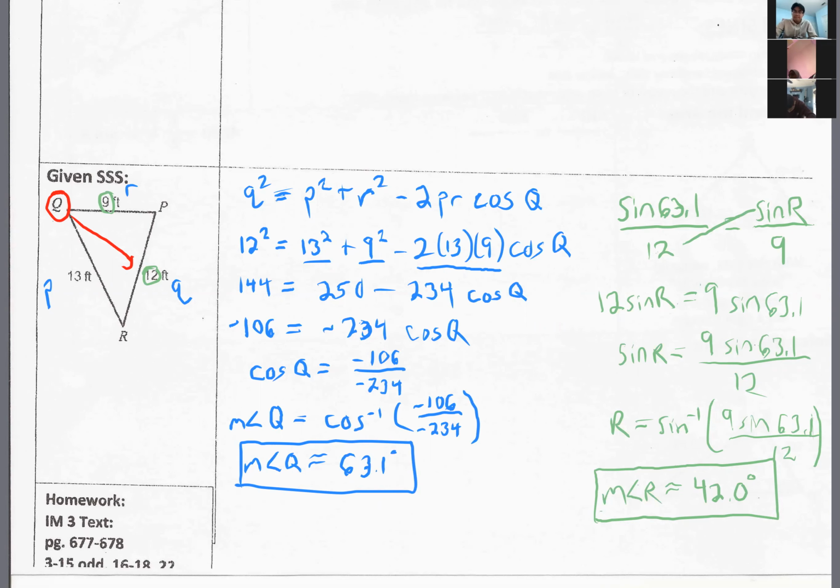So this was step 1. Step 2, and then step 3 should always be easy. If you want to find the third angle, all you have to do is subtract the other two angles from 180. So we're missing angle P. So measure of angle P equals 180 minus 63.1 minus 42. So plug that into your calculator. That'll be 74.9.